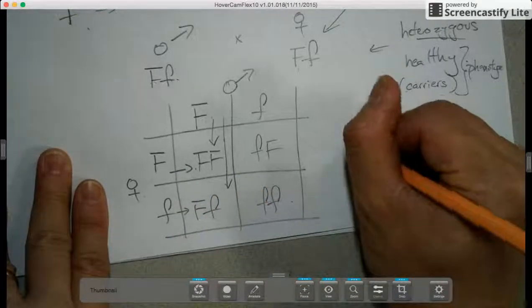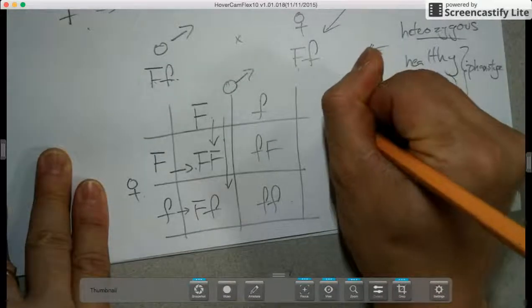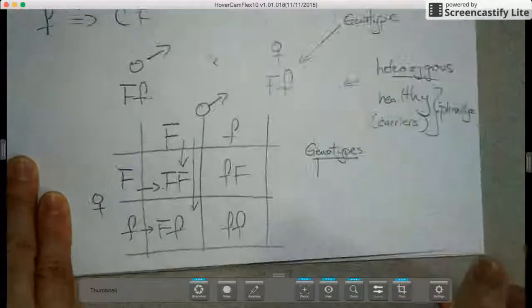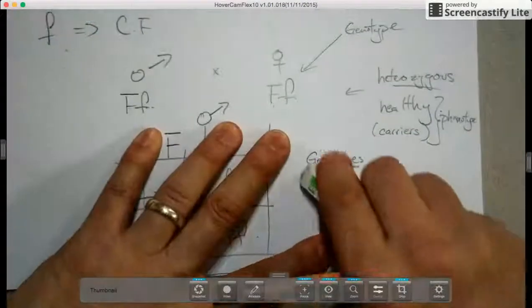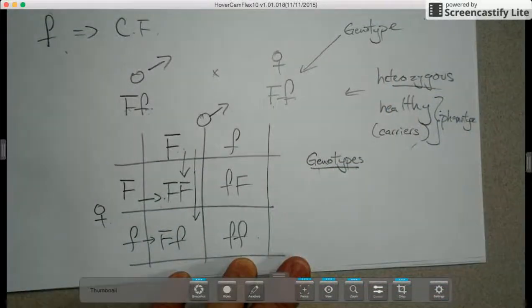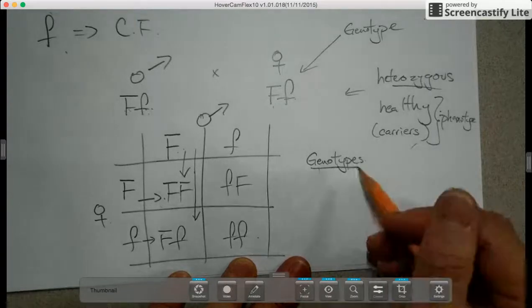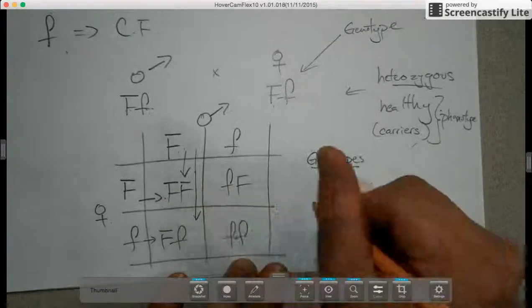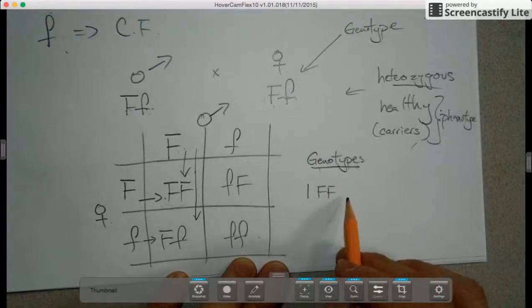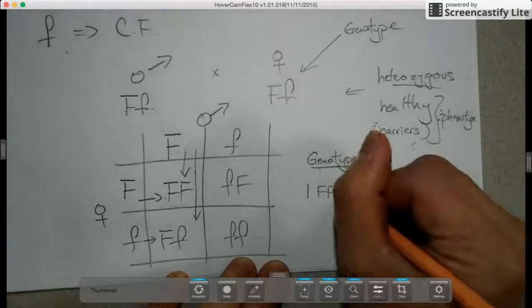Now, in this case, what do you have here? I'm going to look at the genotype of the offspring first. For the genotype of the offspring, you have the following ratio. I know the video only talks about the ratio of the phenotype, but I want you to make sure you know how to do both. For the genotype ratio, you have one big F, one big F. If you have two letters of the same case, what is that? Homozygous.